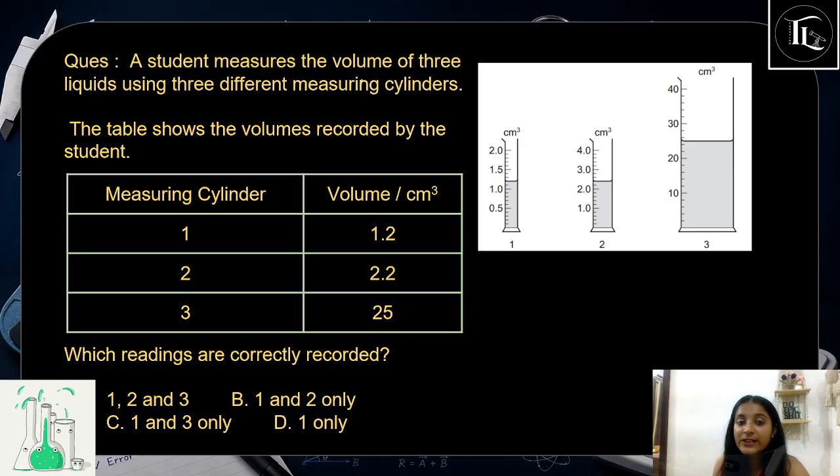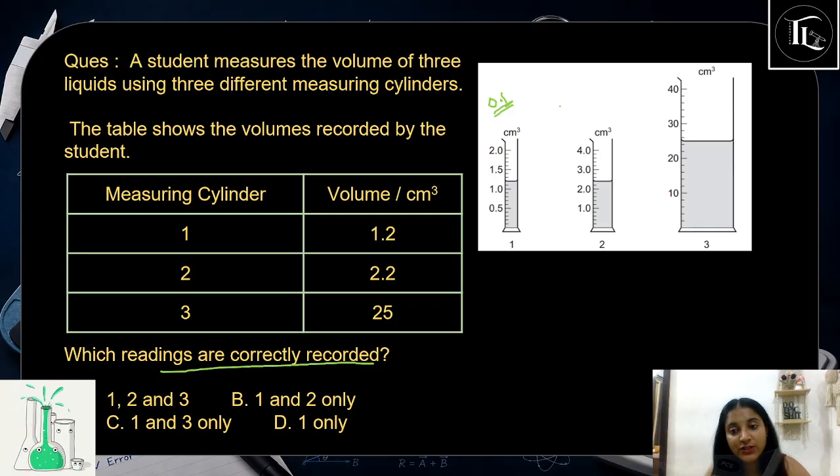Now, a student measures the volume of three liquids using three different measuring cylinders. The table shows the volumes recorded by the student. Which readings are recorded correctly? So in the first one, we see it is 0.5, 1, 1.5 and 2. And there are 5 divisions in between. That means each division will be equal to 0.1 centimeter cube.